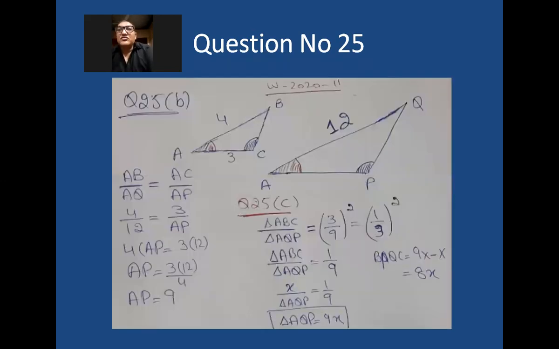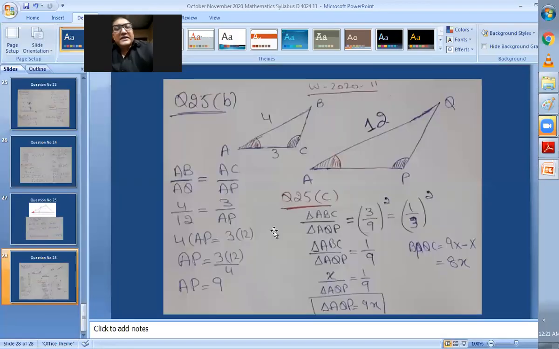So let me show you how I've done this. So you can see here, the BPQC area will be 9x minus x, that will be 8x. So this is the answer. And when I write here, because these two are similar to each other, the ratio of their areas equals the square of the ratio of their sides. So area 1 by area 2 equals L1 by L2 whole square. So this was question number 9.